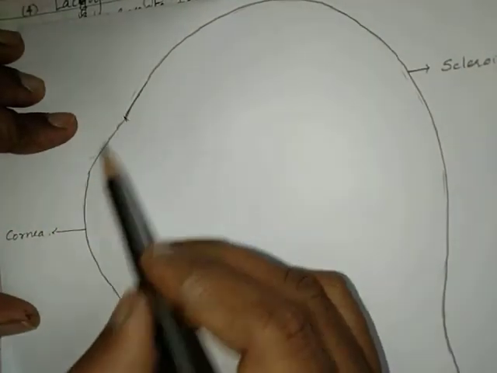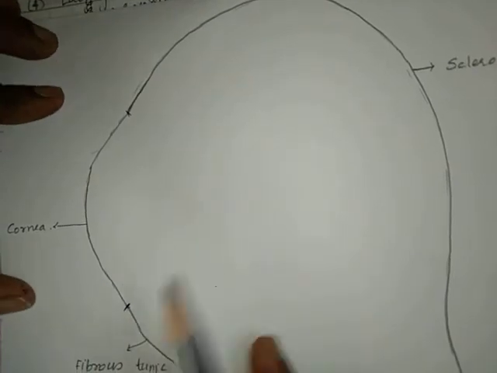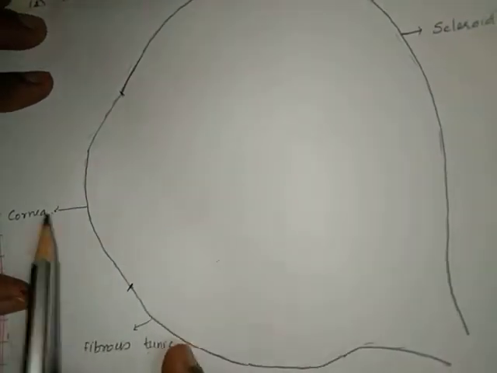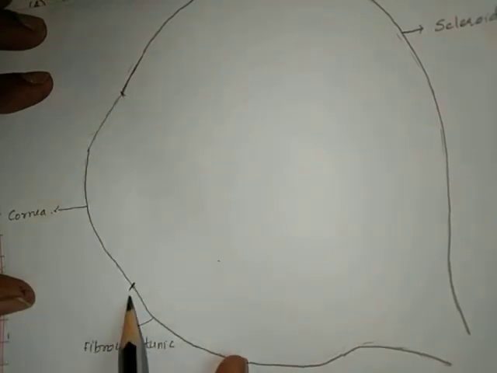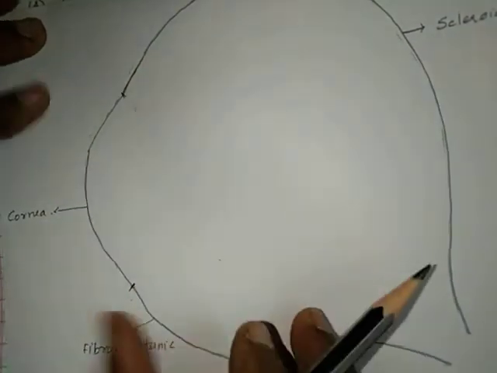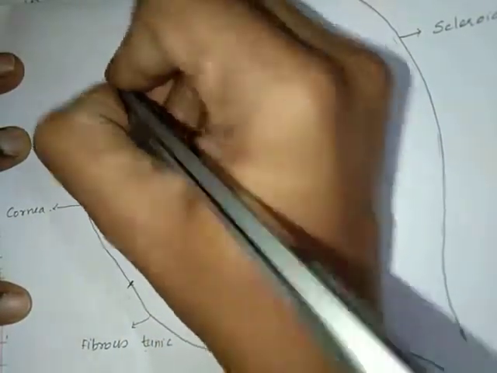But this is the outermost layer, which is called the fibrous tunic, and it has two different parts: one is the transparent part, which is called the cornea, and the white region, which is called the sclera layer. And this cornea has an external protection.